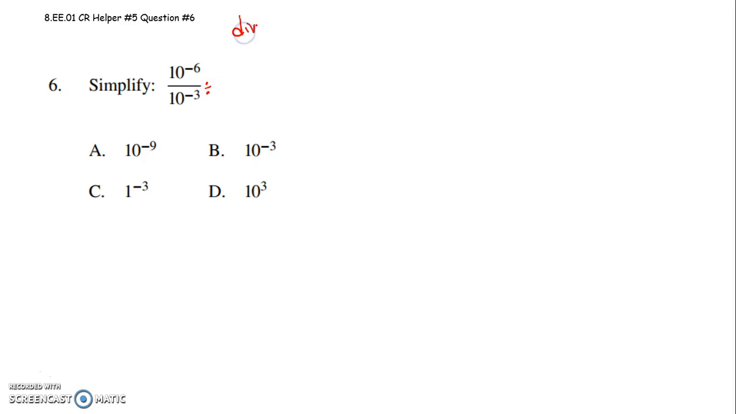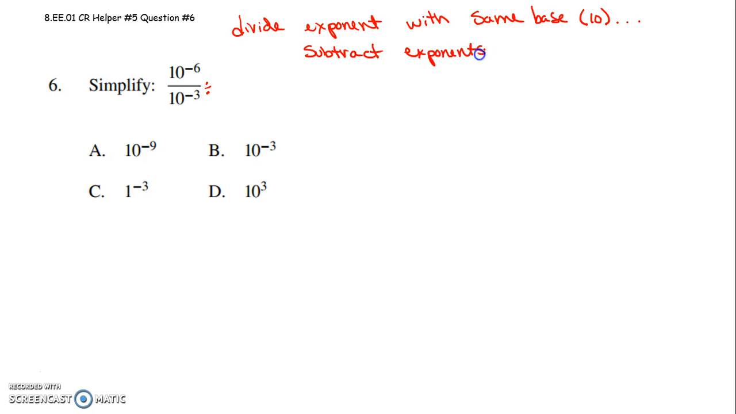So when we divide exponents with the same base, our base is a 10. When you divide exponents with the same base, you subtract the exponents. So I'm going to take negative 6 minus a negative 3. I'm going to subtract my exponents and keep the base, which in this case is a 10.